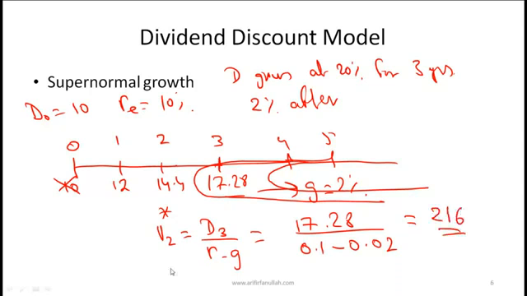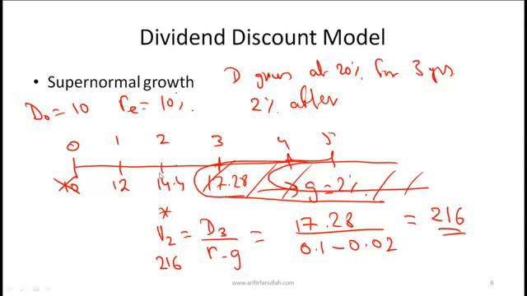So 216 at the end of year 2 represents all these payments, or all these dividends over here. And that means we can remove all these dividends and replace them by one number, which is 216 at the end of year 2.